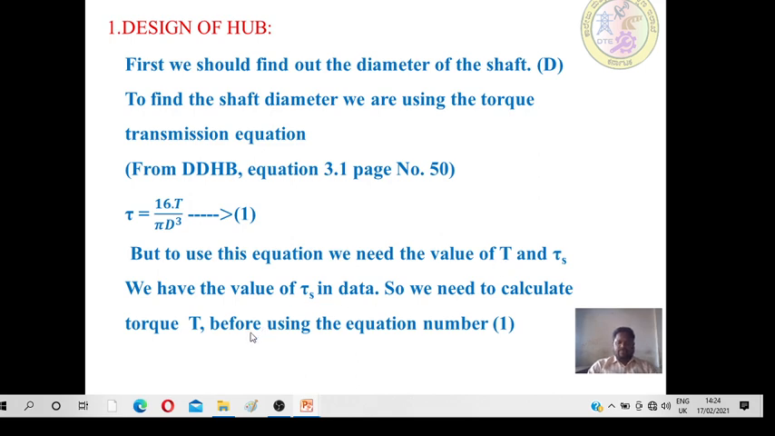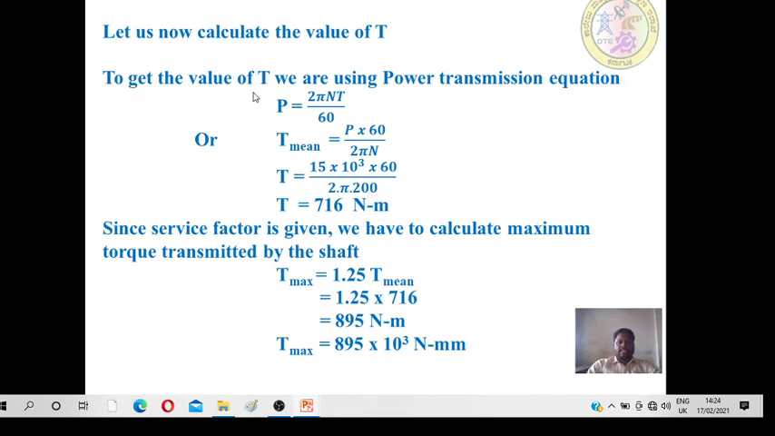Now, let us calculate the value of T, torque. To get the value of T, we are using the power transmission equation, that is P equal to 2 pi N T by 60. Here, actually, this T means T mean. So I have just brought this T to this side and the remaining all to the other side because I need the value of T mean. So T mean becomes, if I substitute P equal to 15 into 10 to the power 3 and 60, 2 pi N, speed 200, it becomes T equal to 716 Newton meter.